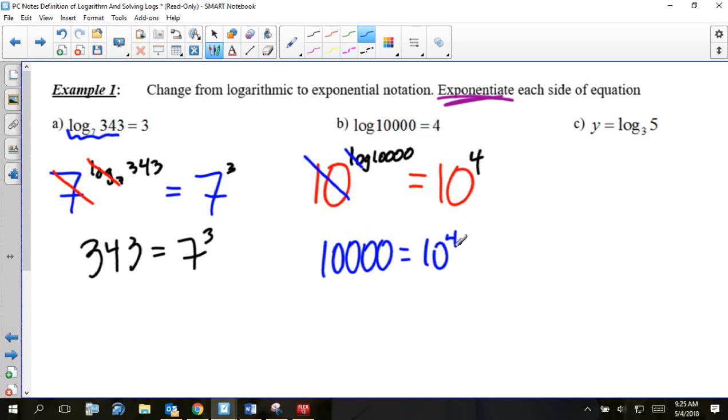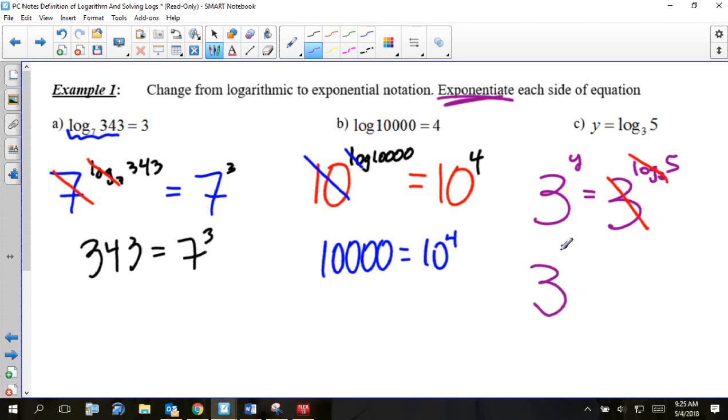So the next one, we're going to exponentiate. What should I do to both sides for this one? Right, exponentiate with a base of 3. So I'm going to do 3 to the y equals 3 to the log base 3 of 5. Then the 3 and the log base 3 undo each other, and we get 3 to the y equals 5. I'm not asked to solve that, I'm just switching them.